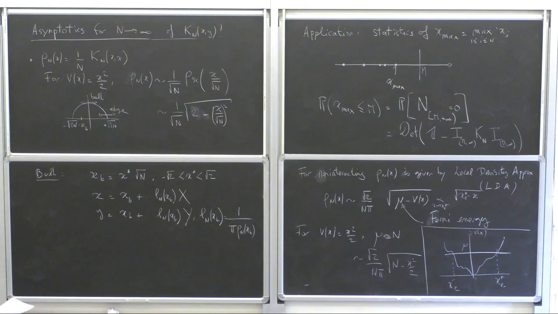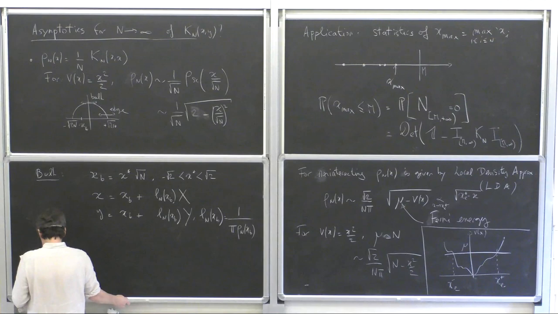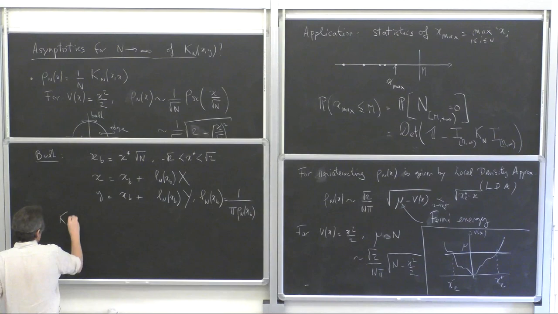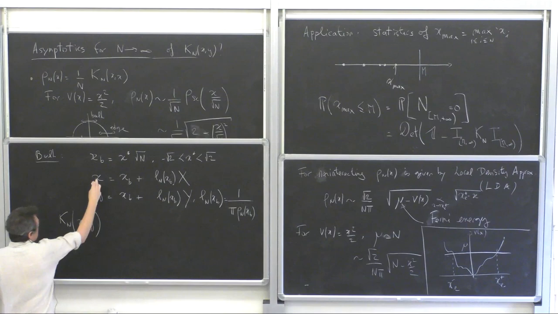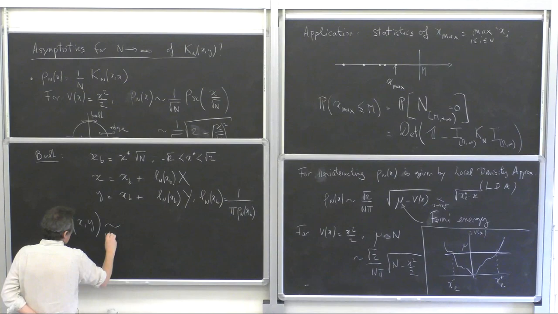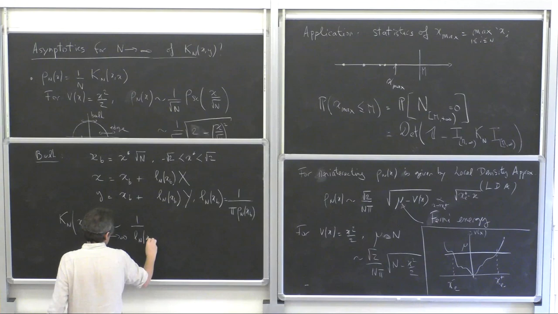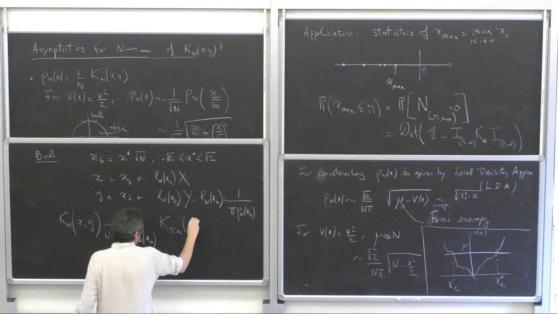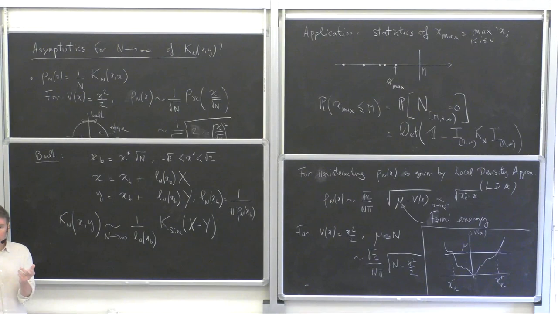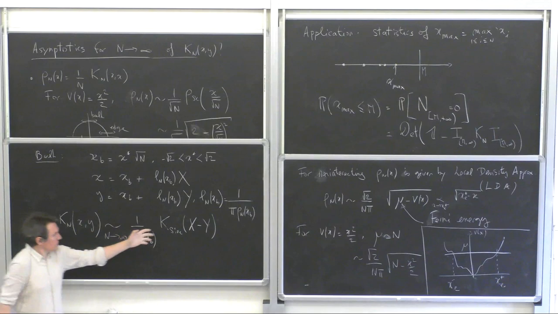But the point is that now, if I look at the limiting kernel, the correlation between these two points x and y, of this type, in the limit of large n this will converge to a nice scaling form. That will be 1 over L_n of X_B, there will be a scale, and then I will get a universal function of capital X minus Y. Okay, so I am again looking at two points, and the typical distance between them is just 1 over the density.